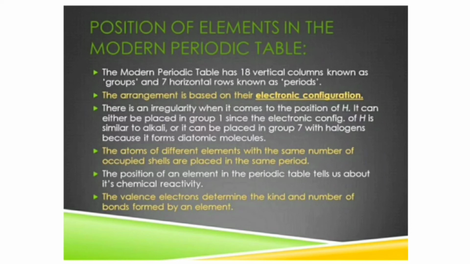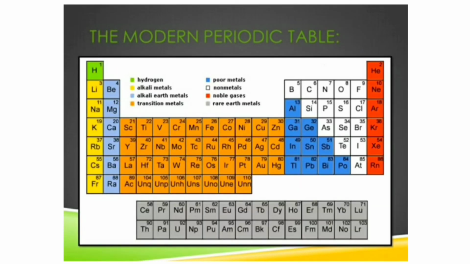The atoms of different elements with the same number of occupied shells are placed in the same period. The position of an element in the periodic table tells us about its chemical reactivity. The valence electrons determine the kind and number of bonds formed by an element. The modern periodic table is shown here.